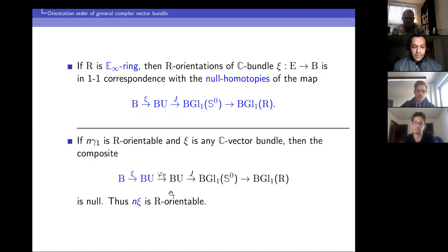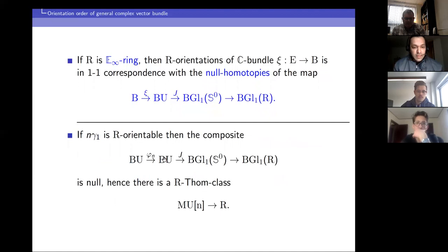Further, since the universal bundle is R orientable, and the Thom spectrum associated to the map J composed with phi n is mu n, we actually have a map which is actually the R Thom class for this Thom spectrum mu n.